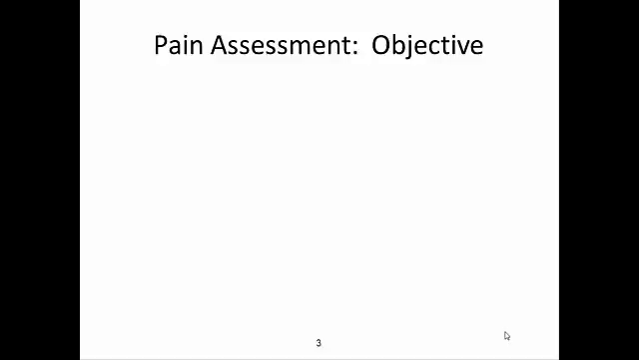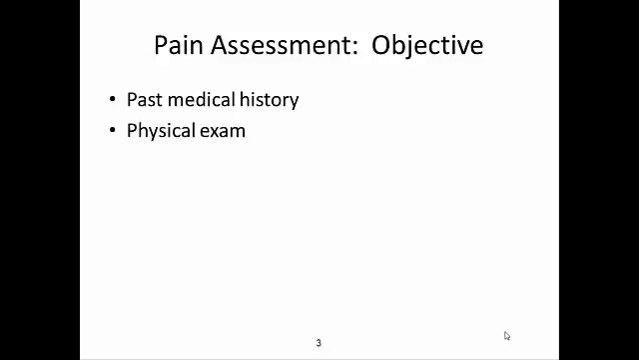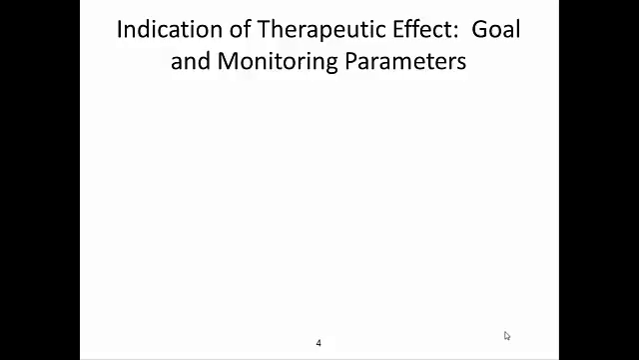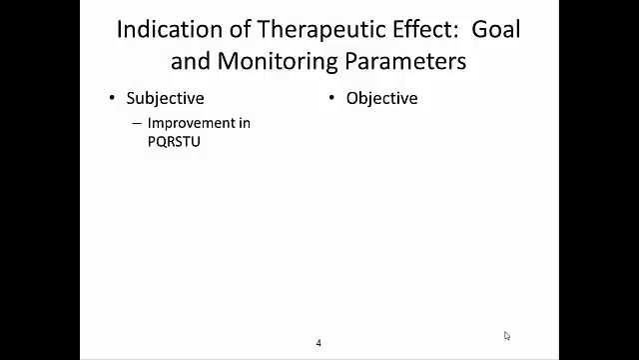Objective pain assessments can include past medical history, anything you see on physical exam, and any imaging that may be available. So when you're monitoring the patient, especially if you're starting them on a medication, you want to see if there's improvement. And the way to assess this is to look at the subjective responses by the patient and the objective. And in the subjective, the patient is telling you in some way or other that there is an improvement in the PQRSTU.